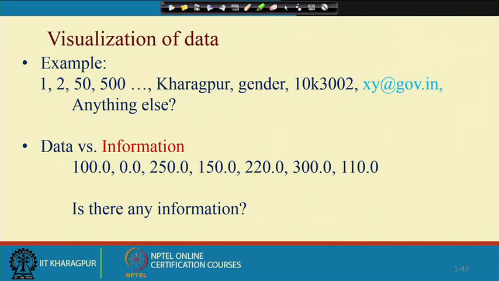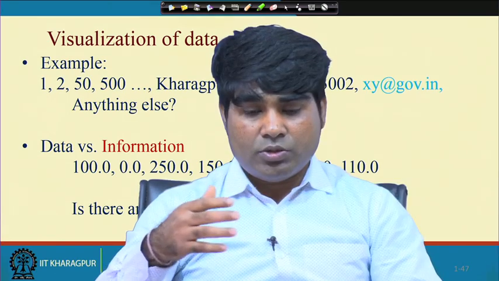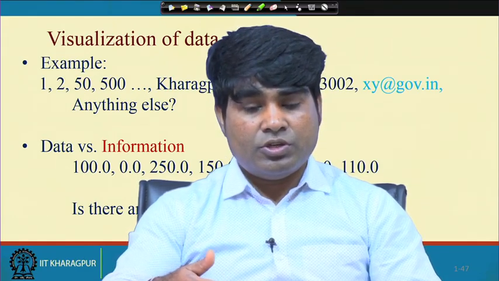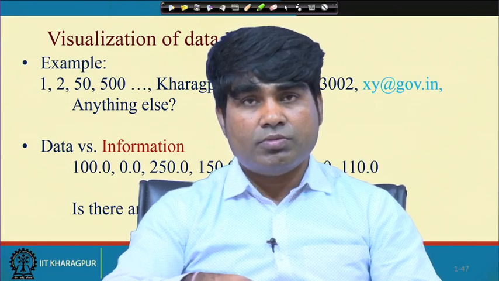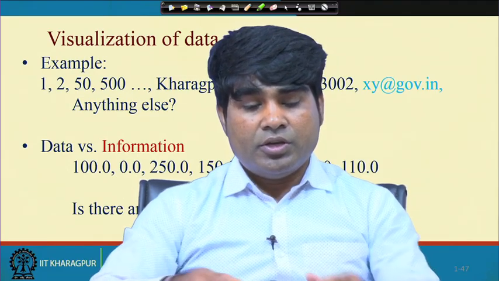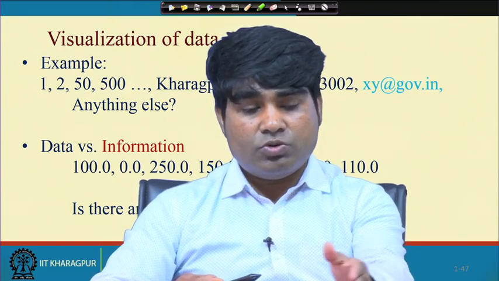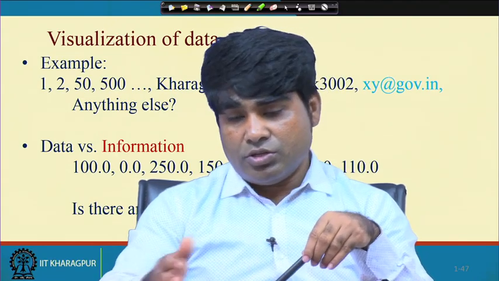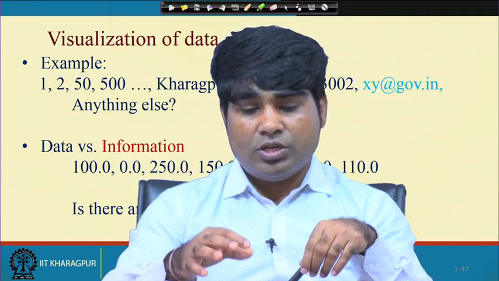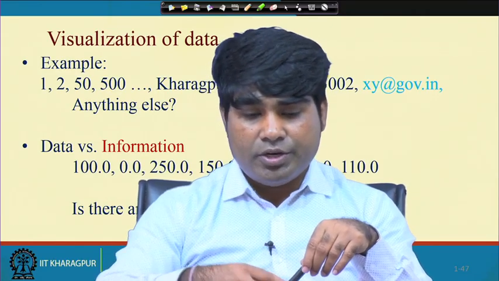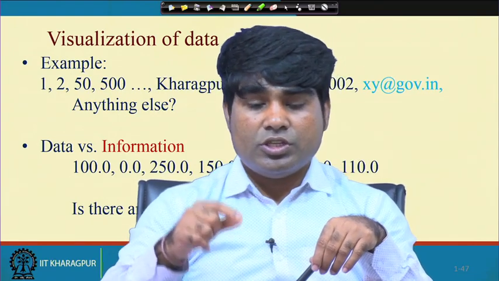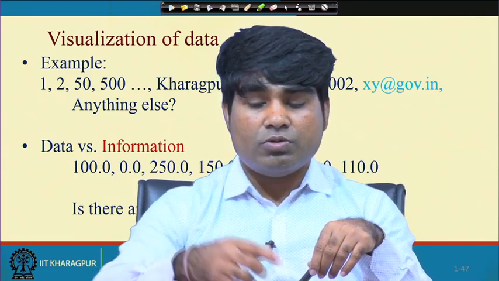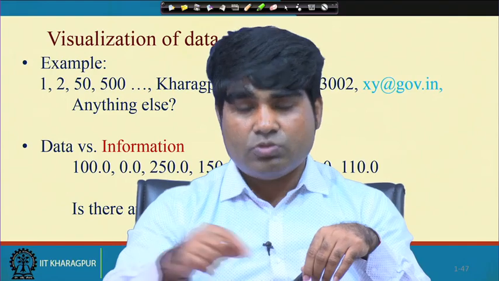Visualization of data means the ways in which you capture and record the information, and then you have to visualize and properly utilize it. This particular structure, 1, 2, 50, 500, is a numeric representation, but the other sides are qualitative reporting. These are what I call qualitative variables. For instance, Kharagpur is a variable for place. Gender is a human resource component and is also a qualitative variable. Roll number is also qualitative information.